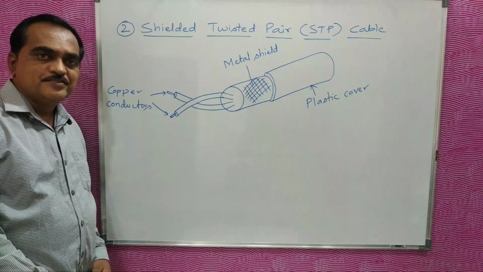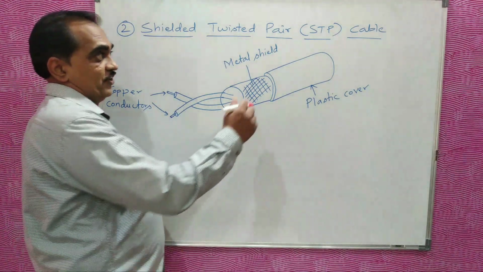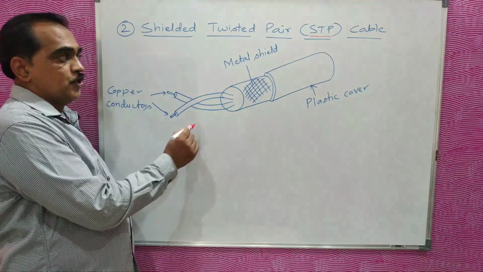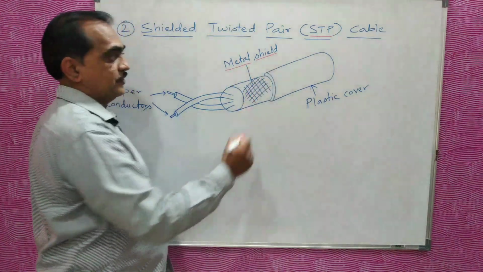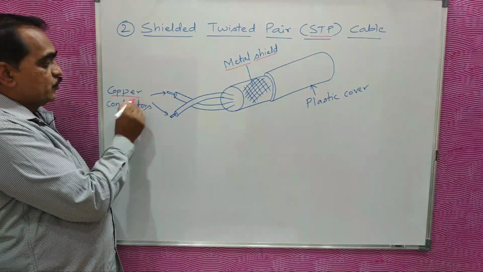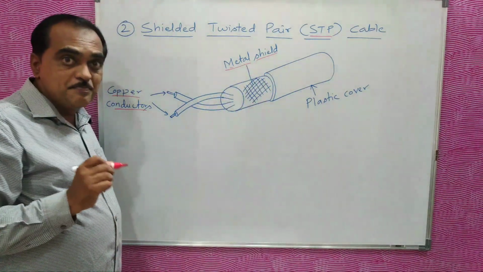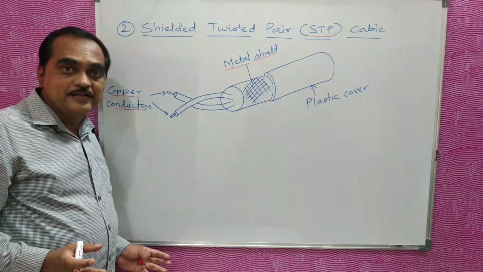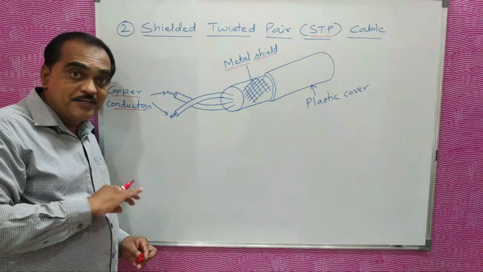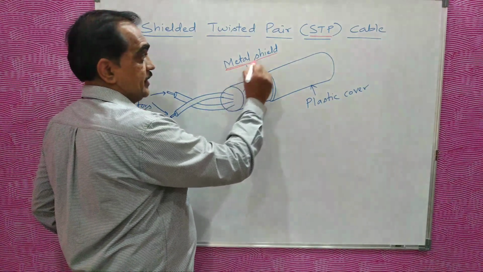Now, in the second type of twisted pair, we'll see the shielded twisted pair, STP cable. It has the same type of twisted cable, covered by a metal shield. This is important: the wires have copper conductors inside, and that set of twisted pair is covered by a metal shield. This metal shield prevents outside electromagnetic interference from affecting the signal passing through the cable, and it also reduces radiation from the cable to the outside.